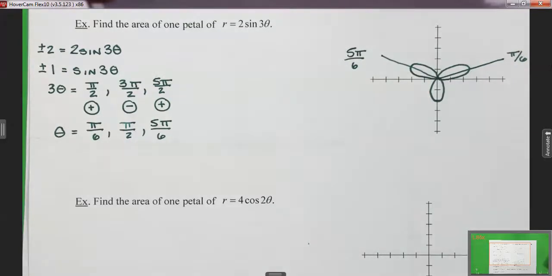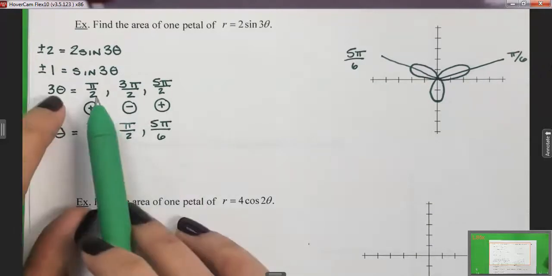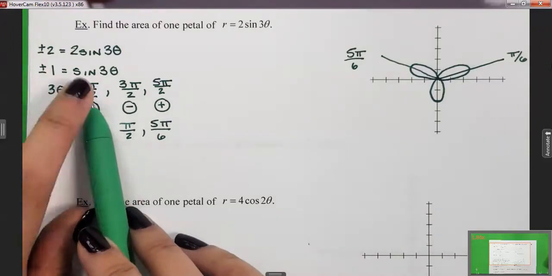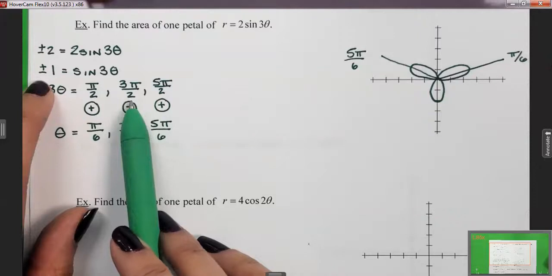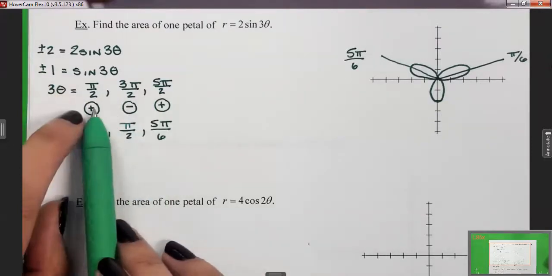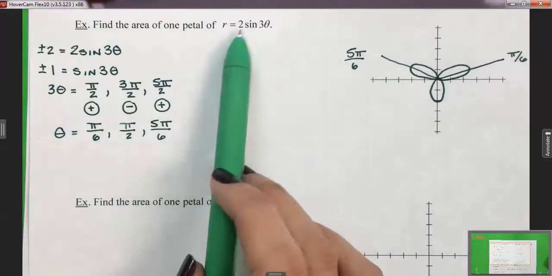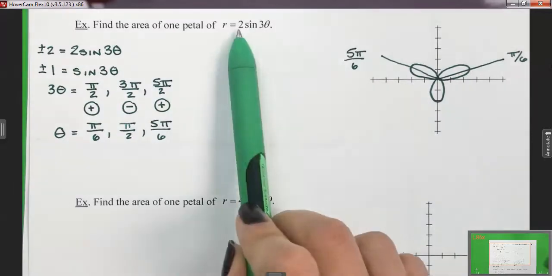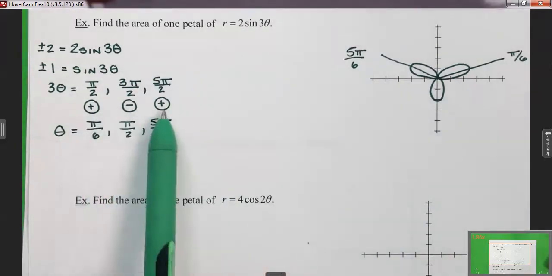Okay, give me my bounded region for one petal. Which one is 0 to pi? You just get the positives and negatives based on what quadrant they fall in? No, I got the positives and negatives from sine being 1 at pi over 2, sine being negative 1 at 3 pi over 2, and sine being positive 1 again at 5 pi over 2. It's most likely going to go positive, negative, positive if the first number is positive. If this were a negative 2, it would go negative, positive, negative.